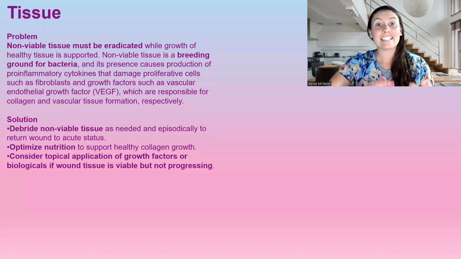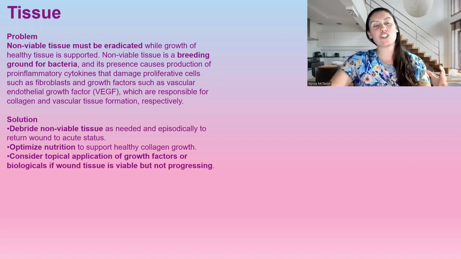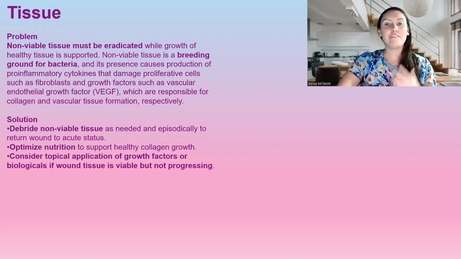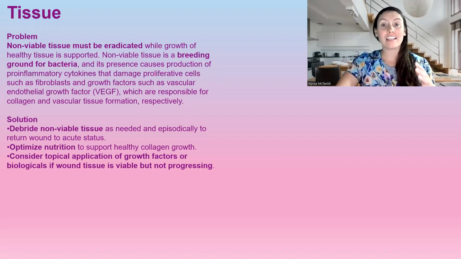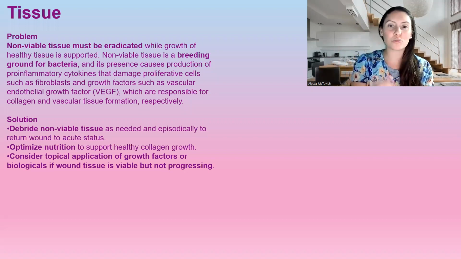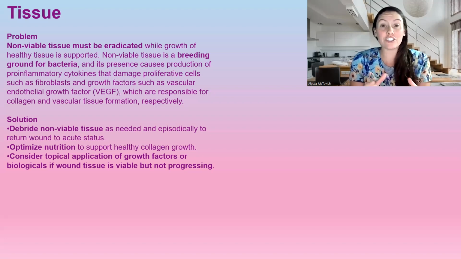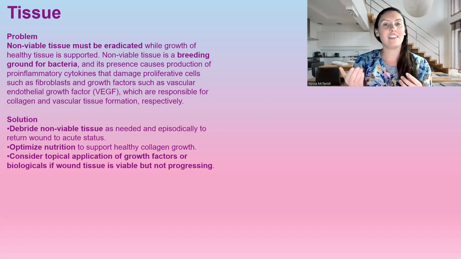So we're going to discuss each of the contributing factors to bioburden, okay? So our first one up is tissue. The problem: non-viable tissue. Okay, it's a problem. It's a breeding ground for bacteria. Slough and necrotic tissue need to be removed so we can treat the actual wound. We don't want to treat a scab. We don't want to treat unviable tissue. We want to treat good, healthy tissue and allow that to grow. So first we have to get rid of the non-viable tissue.